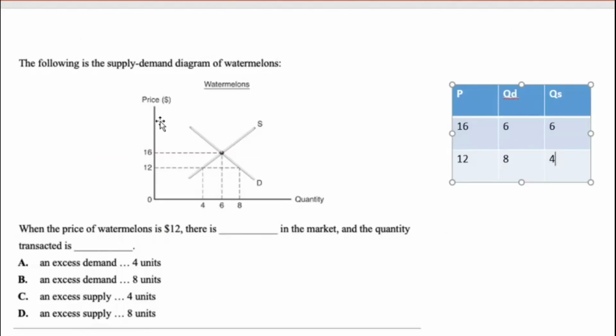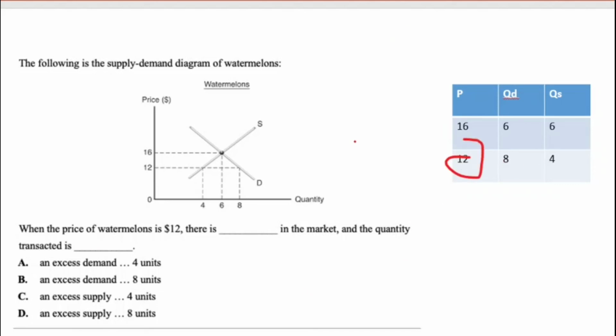Okay, the following is a supply demand diagram of watermelons. I love watermelons. When the price of watermelons is $12, there is blank in the market, and the fact is blank. There are so many choices, but how do we get the answer? You formulate a table, and after creating that, you try to analyze. So that basically is the transmutation of the graph here. As you can see, the question is on the part of $12.